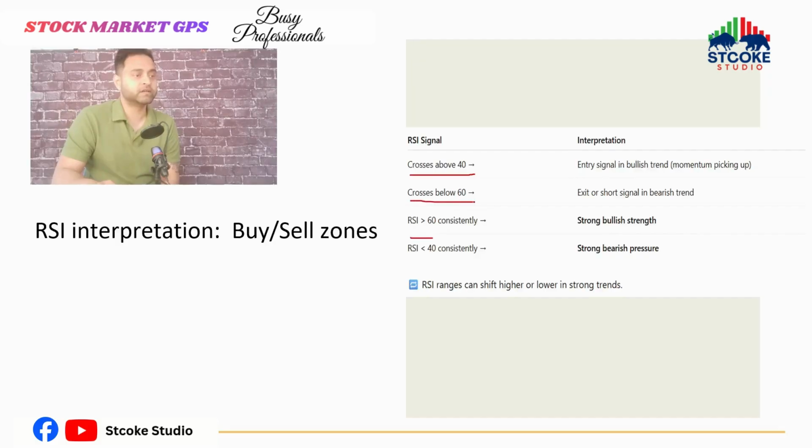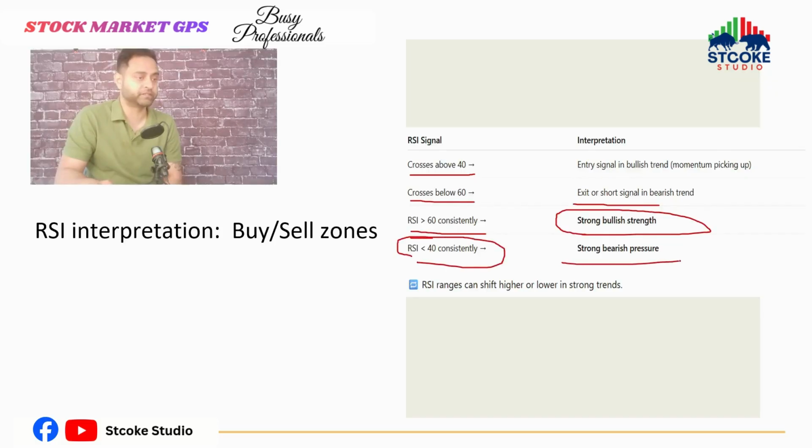क्रॉसेस बिलो 60, लाइक RSI 60 के ऊपर था, उधर से क्रॉस करके 60 के नीचे आ रहा है, विच बेसिकली मीन्स दैट the momentum is getting fizzled out, so you must exit your buy trade, or you can start considering a short trade in the reverse direction. अगर RSI 60 के ऊपर consistently है, it basically means it's a strong bullish trend. If RSI is consistently below 40, it's a strong bearish pressure.